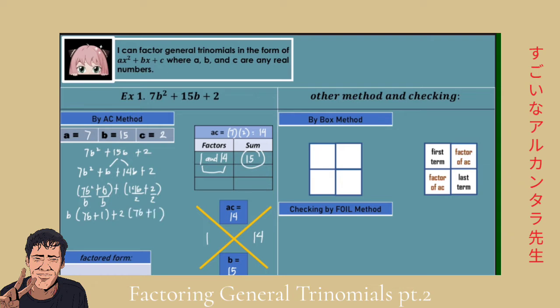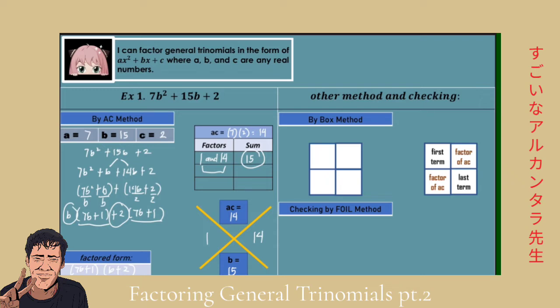And as you can see, they still both have the 7b plus 1. So what we will do is factor it out. You'll get 7b plus 1, and then the remaining GCF outside will be the binomial, which is b plus 2. So that is your answer here: 7b plus 1 and then b plus 2.